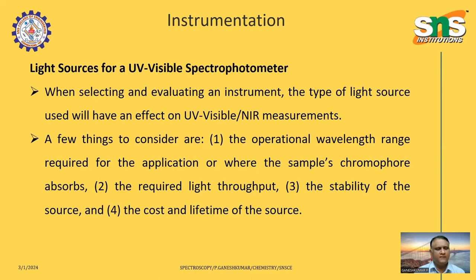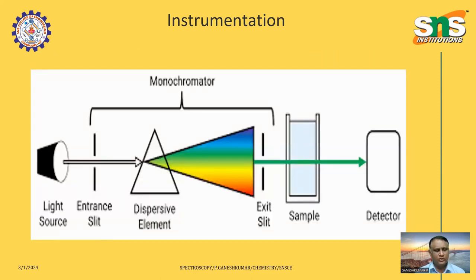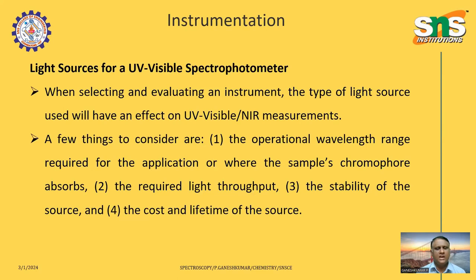In the instrumentation part, the first one, as we said, is a light source. A light source in a UV visible spectrophotometer has certain things to be considered: the operational wavelength range required for the application or where the sample's chromophores absorb, the required light throughput, the stability of the source, the cost and lifetime of the source. So these things have to be considered while we are selecting the source of light.